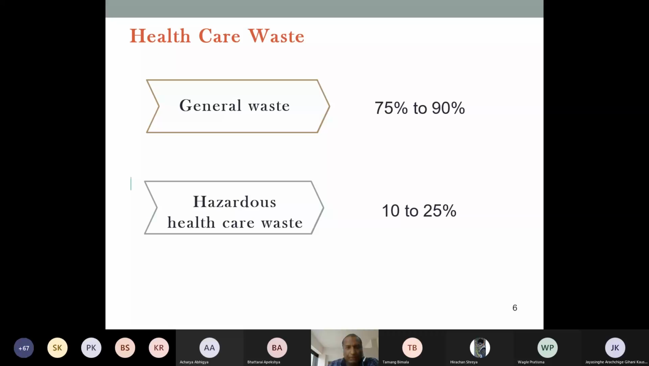Now, in the healthcare waste in the hospital or in a dispensary, you can see not all the waste generated or coming outside is hazardous. There is the administration also, and most of the things coming from the administration are paper or plastics, or there are canteens. So most of the waste is general waste, 75 to 90%. That is not so infectious, while 10 to 25% is hazardous healthcare waste, which means it is highly infectious. If it comes in contact with human beings, it may transmit disease.